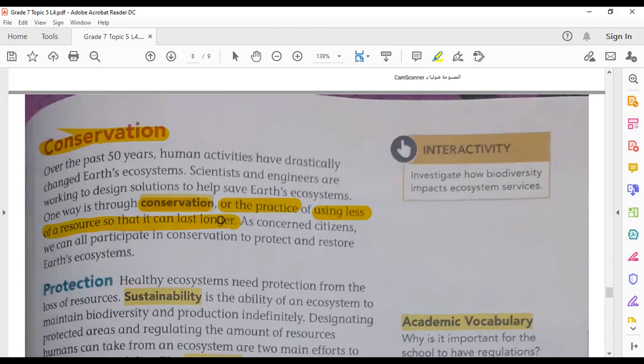Let's take an example, a forest. If we... who is talking? Ahmed Al-Azam. What does conservation mean? Conservation. Yes.